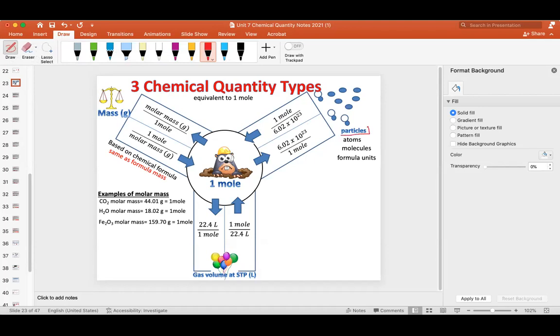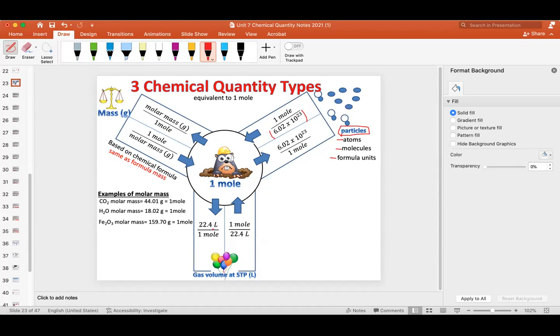So we have what we call a particle amount. The challenge with particles is there's three different words that can describe them. They're either called atoms, molecules, or formula units. It really doesn't matter which of those words are used. There's always a quantity of 6.02 times 10 to the 23rd particles equal to 1 mole. So that fact needs to be owned or memorized.